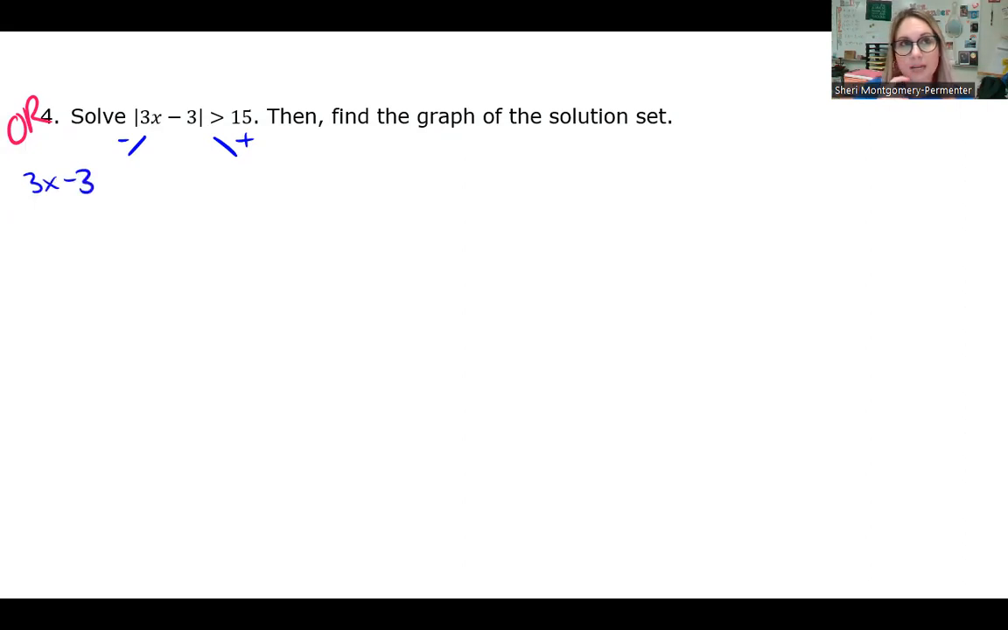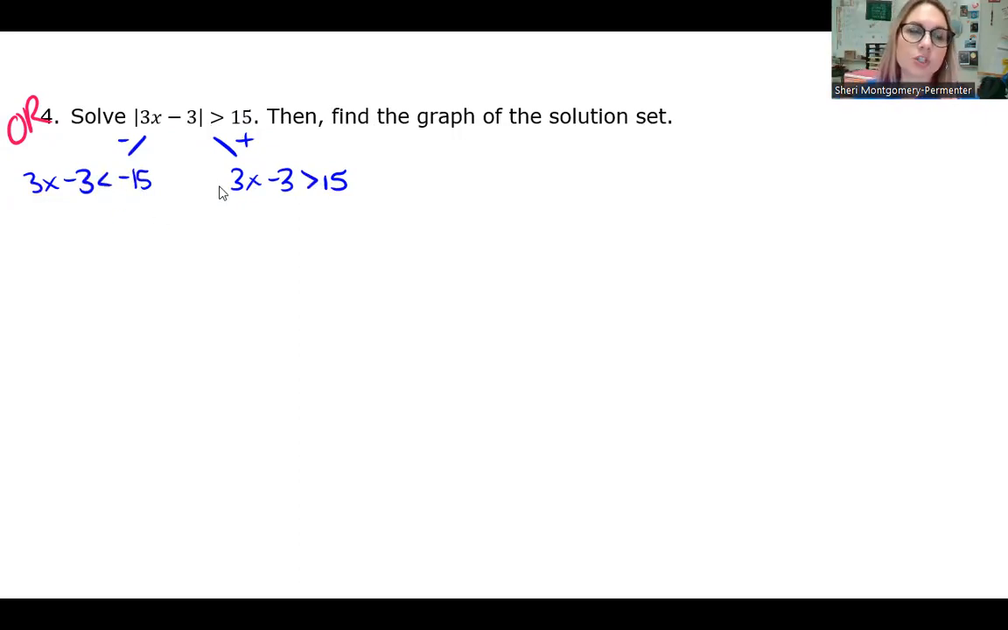I need to make sure that on my negative branch, I flip the sign. So it's going to switch to a less than, and then I also change the sign to negative 15. On the positive side, it remains the same without the absolute value. So the sign stays the same. And then on the negative side, I flipped the sign and I made it negative. I did both.